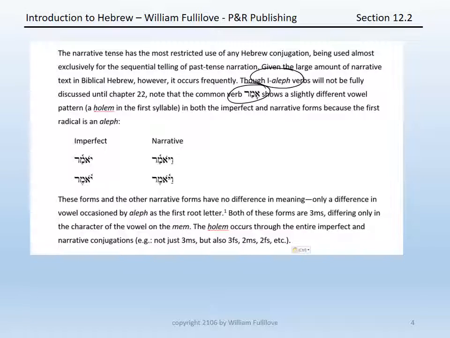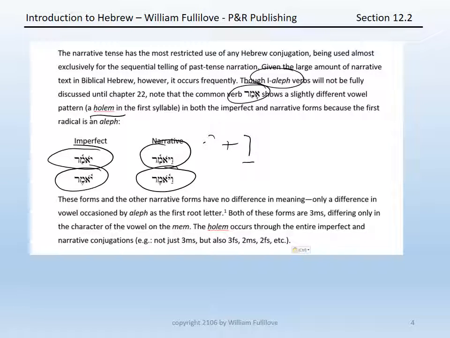It follows a slightly different vowel pattern because of the aleph in the first syllable, taking in both the imperfect and the narrative a holem for its vowel. So in the imperfect, not yimar, we have instead regularly yomar or yomer. When those forms are put into the narrative, you simply say va plus doubling of the yod. So we have vayomar and vayomer. These two forms are still Qal narrative, third masculine singular forms of amar. It is simply that the first root letter being aleph has caused a different voweling for its first root letter.